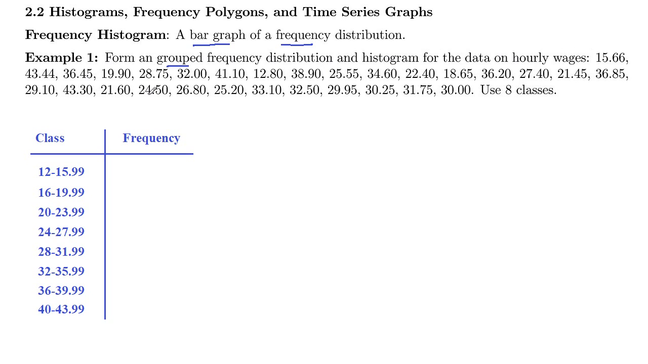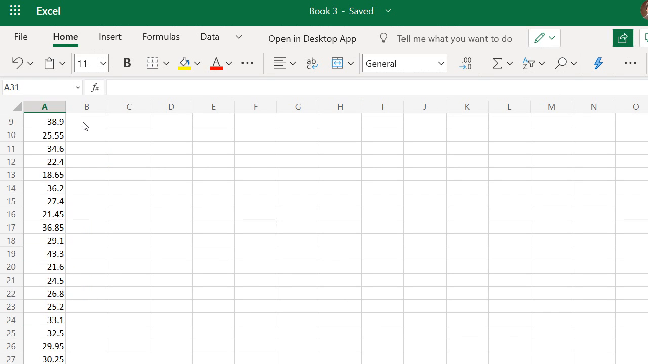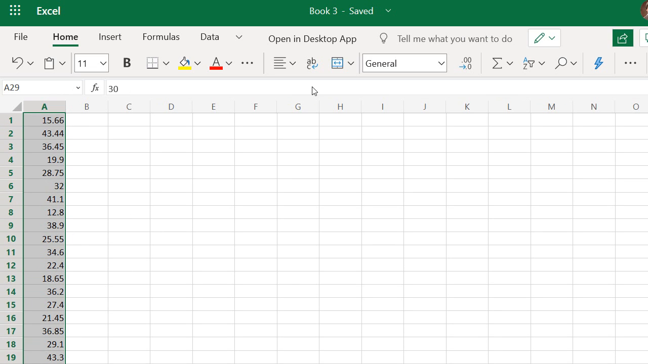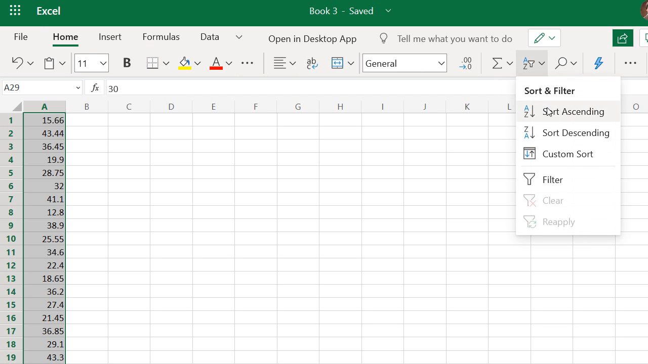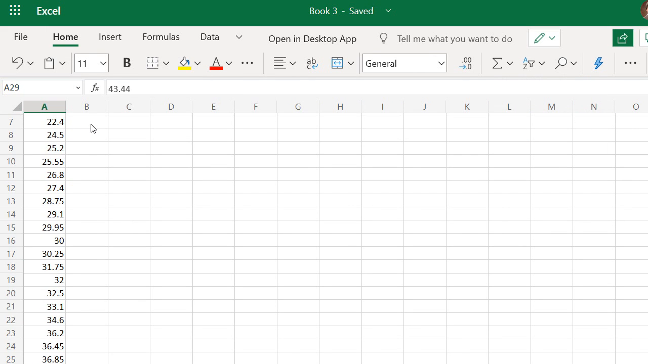So here's our data, and we want to use 8 classes. The first thing that I did was I went into Microsoft Excel and I typed the data in. So here are the data values, the same data values that you just saw, all typed in. I want to order these from lowest to highest, so I highlighted everything. On the Home tab, I go over to the Sort and Filter button and do Sort Ascending. So now my lowest value is 12.8, and my highest value is 43.44.